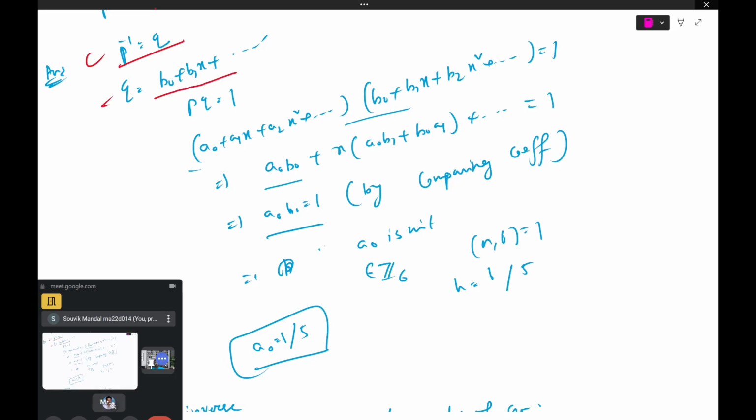So p times q is equal to 1. We have this equation, and by comparing coefficients, we get that a0 b0 is equal to 1. This implies a0 is a unit, but a0 is an element of Z6. In Z6, which elements are units? Those elements are units whose GCD with 6 is 1. So either n equal to 1 or n equal to 5. So the possible values of a0 are 1 or 5. This is the argument.